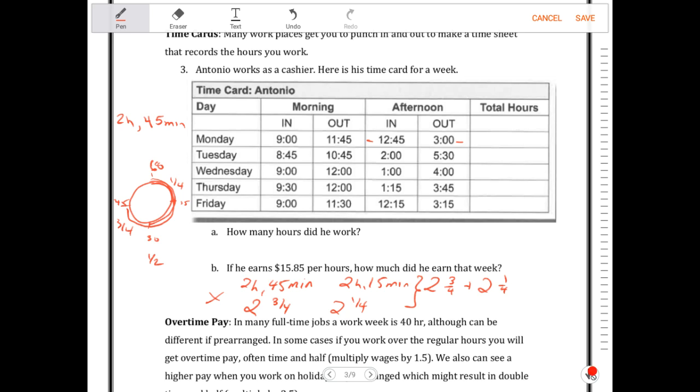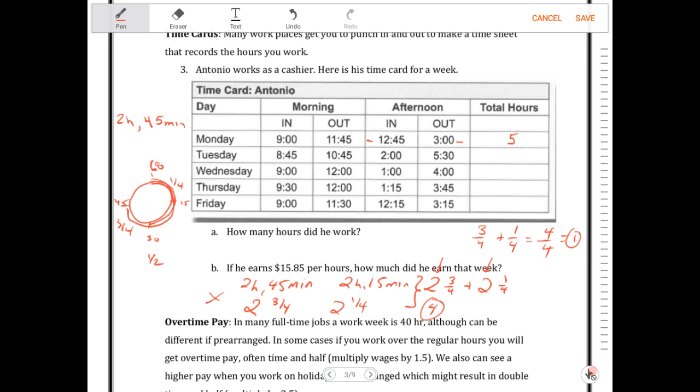Well, I don't really want to get into the whole adding of fractions too much, except if you look at the whole numbers here, the whole hours, the 2 and the 2, well, that's 4 right there. Okay, so we have 4 full hours. Then, if you have 3/4 plus 1/4, they have a common denominator, which means they can go together. So 3 plus 1 is 4/4. And what is 4/4? 4 divided by 4 is 1. So in total, this person worked 5 hours on this day.